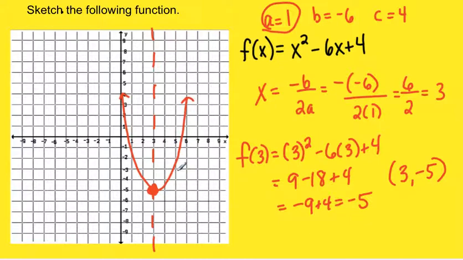To find specific points on this parabola, all you'd have to do is plug in numbers. So I could plug in x equals 1, x equals 2, x equals -4, so on and so forth, just as I did here for the 3, and find ordered pairs on that parabola.